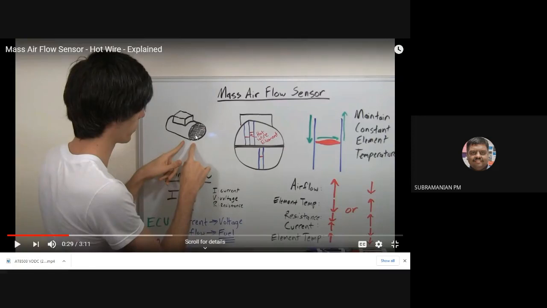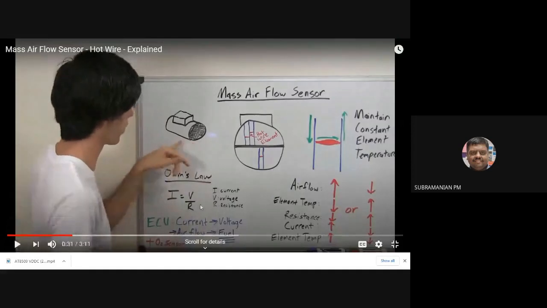Okay. So you see, we are having a honeycomb structure. I told this is a honeycomb structure. Here I will be having a cleaner, that is a dirt particle remover. So that will be removing the dirt. And here you can see Ohm's law. That is, I told you, I is equal to V by R.